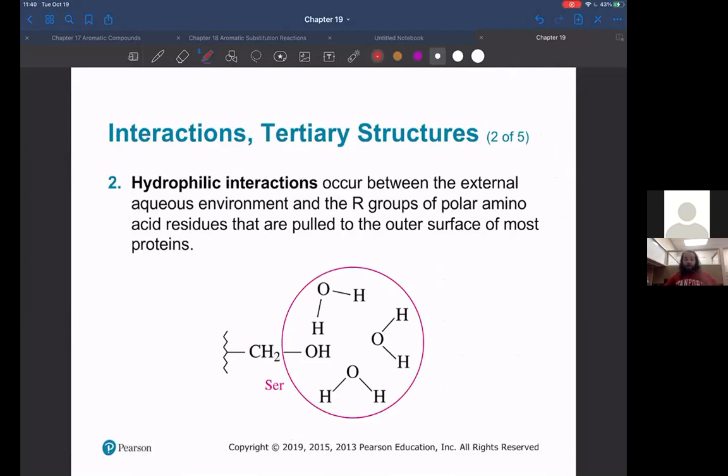The flip side of that coin would be the hydrophilic interactions. So we have these polar R groups. They will tend to want to be on the outside of the protein because those are the ones that will interact with the water molecules that are floating around in the cell. So serine was an example of a polar R group. That's going to tend to be found on the outer surface of the protein, sticking out and interacting with water.